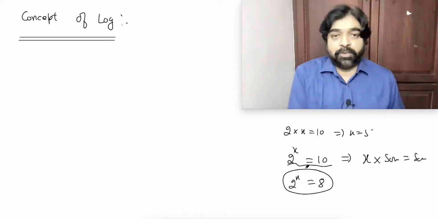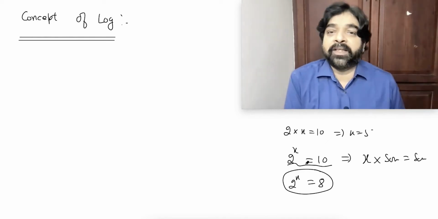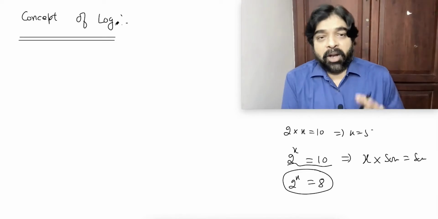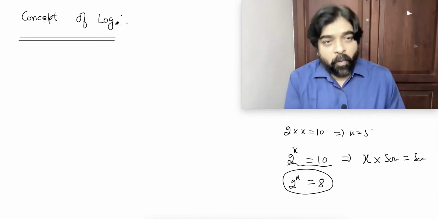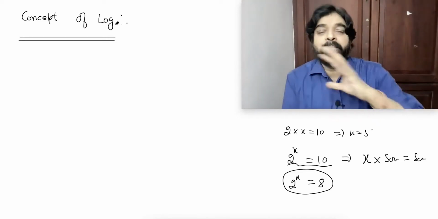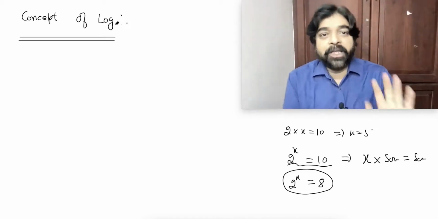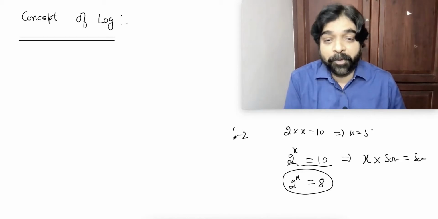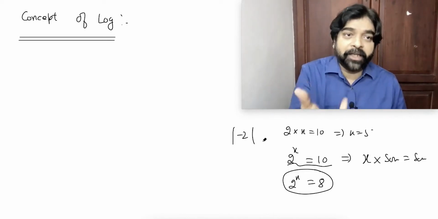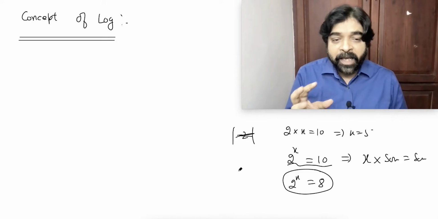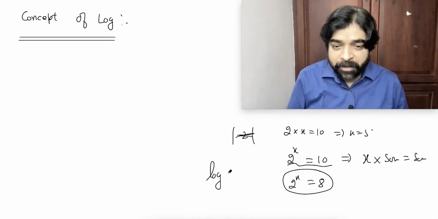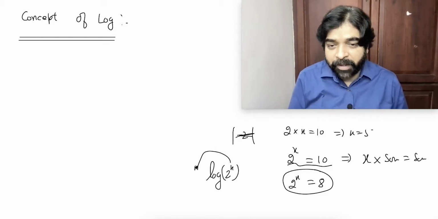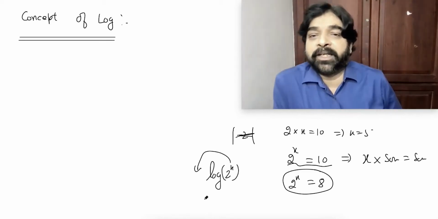To resolve this issue, there is a new tool that is called the log. The log's job is only one thing: whatever is in the power, it will bring in product. Whenever you keep log in front of something, like mod, when we put mod somewhere, it will make it positive; you will get only the magnitude. Same way, if you put log in front of something, this power will come in product. That is the specialty of the log.